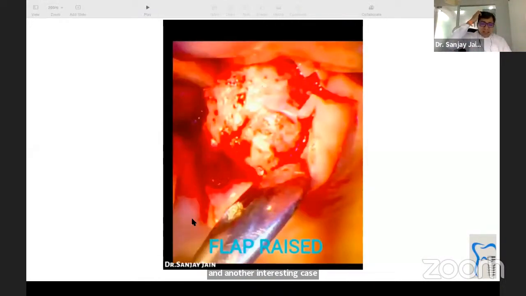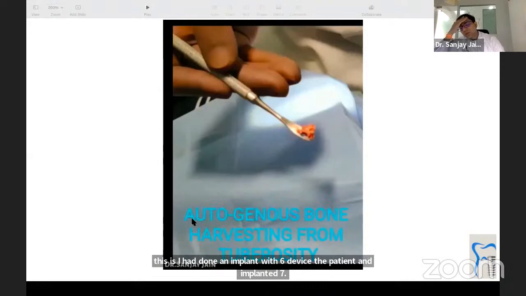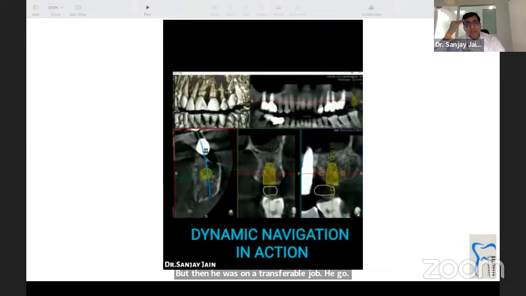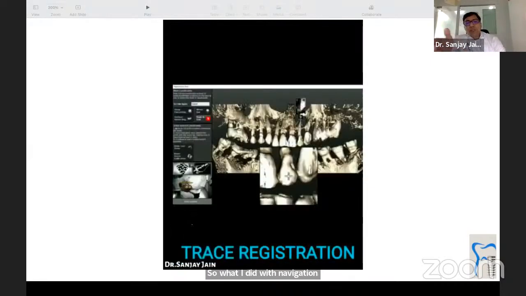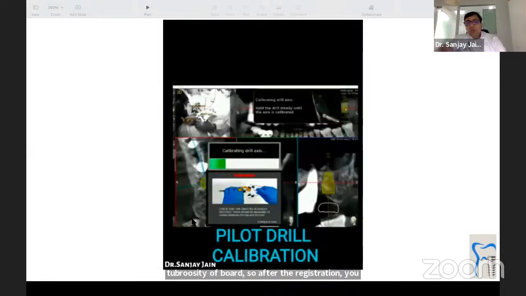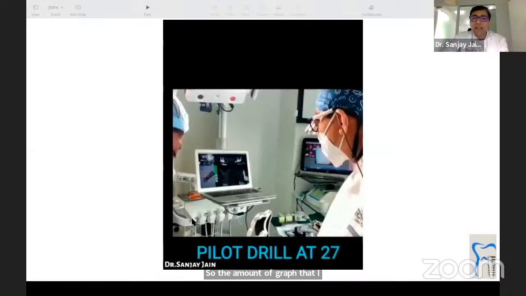So this is, I had done an implant with 6. I had advised the patient an implant with 7, but then he was on a transferable job. He got his 7 extracted, which was a traumatized extraction. So what I did with navigation is I took the tuberosity of bone. After the registration, you will see here, I'm taking the tuberosity of bone with the help of navigation. The amount of graft that I needed, that also I did with navigation.